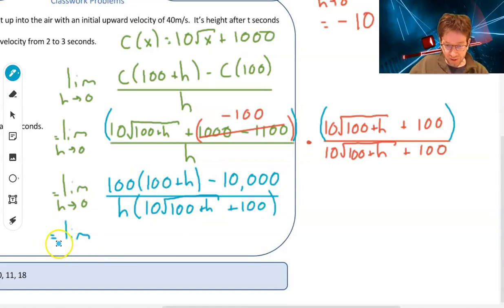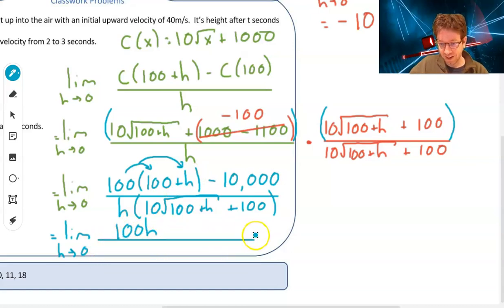So this is going to equal the limit as h approaches 0. If we multiply this 100 through, 100 times 100 is 10,000, and then we subtract 10,000, so that's going to go away as 0. We're only going to be left with 100 times h, which is 100h. And that's all divided by everything we have there on the denominator. We're just going to leave it as is for now.